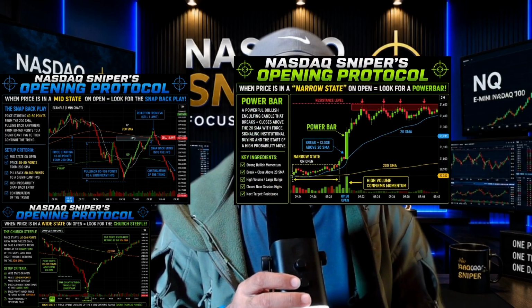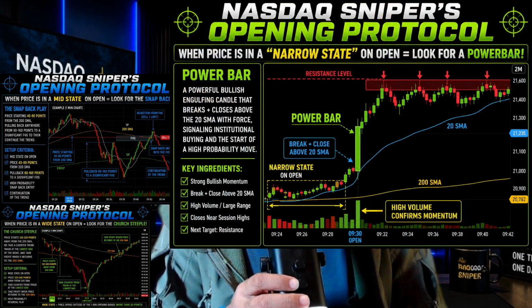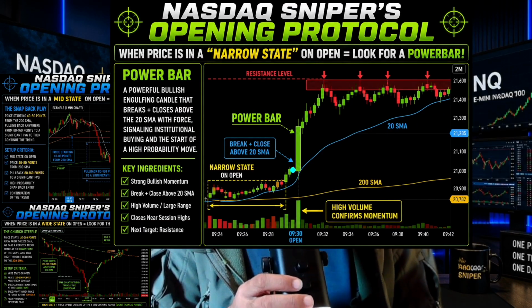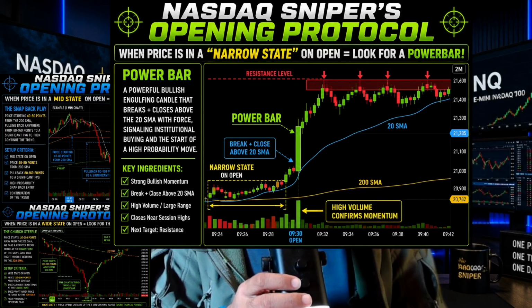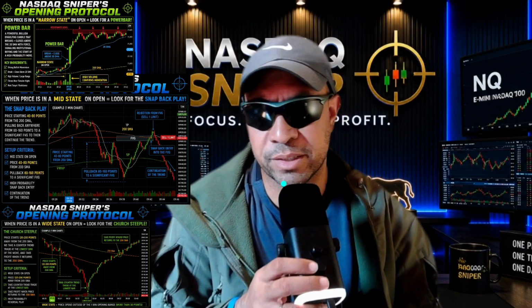If price is in a narrow state, what do we look for? Guess what? We look for a power bar. Those are the three states. Now, narrow state means price is maybe 10 to 20 points. The 200 SMA and the 20 SMA are real close.